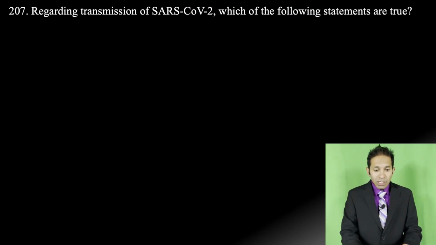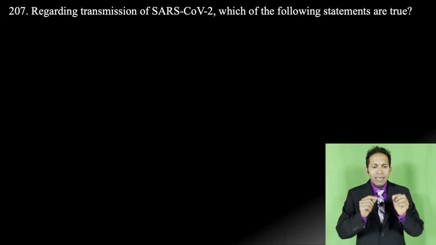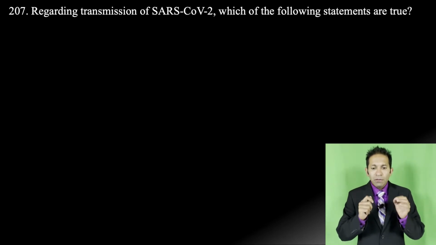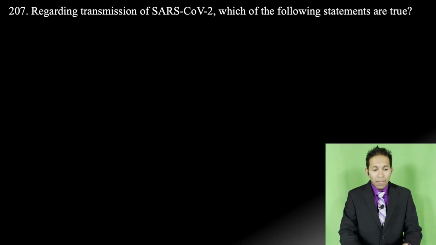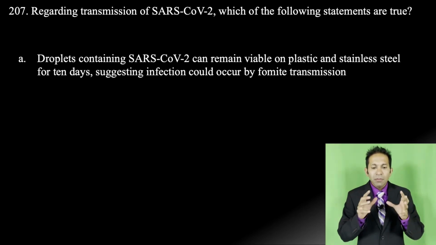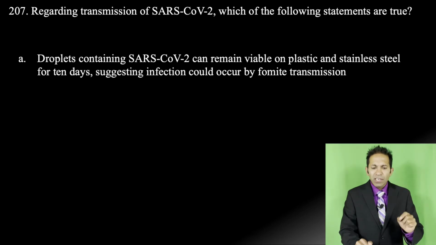Okay, so let's go to question number 207. Regarding transmission of SARS-CoV-2, which of the following statements are true? Option A, droplet containing SARS-CoV-2 can remain viable on plastic and stainless steel for 10 days, suggesting infection could occur by fomite transmission.